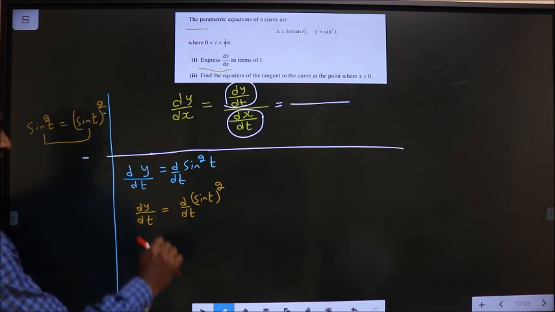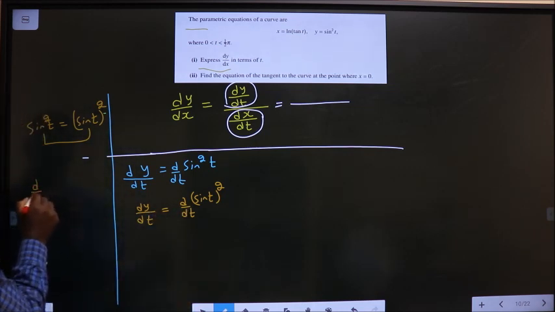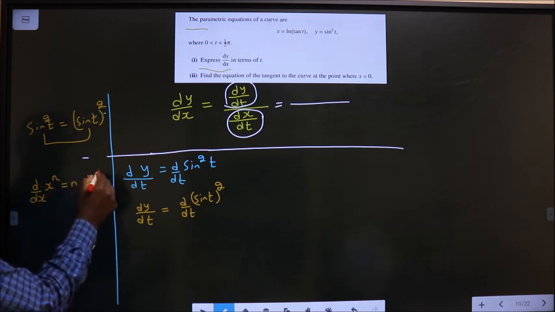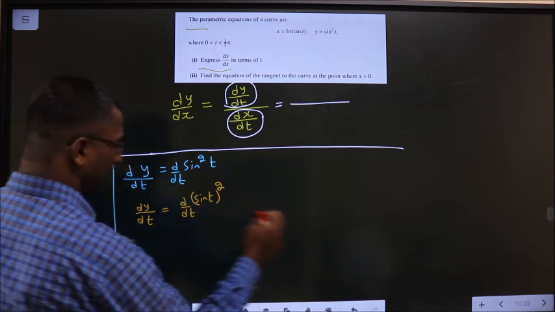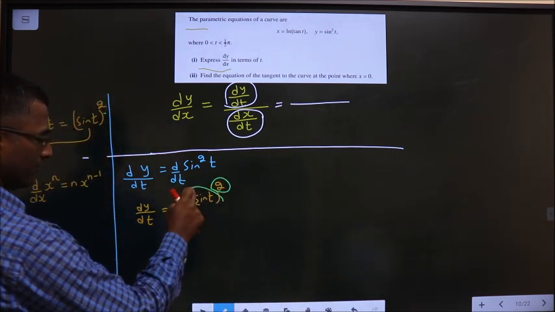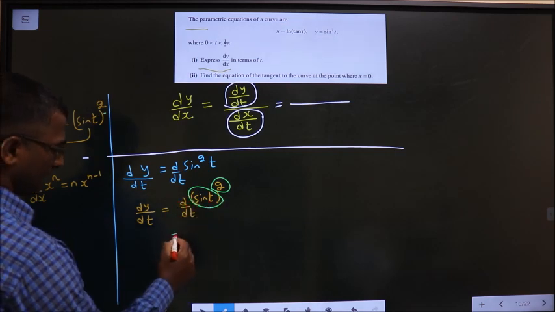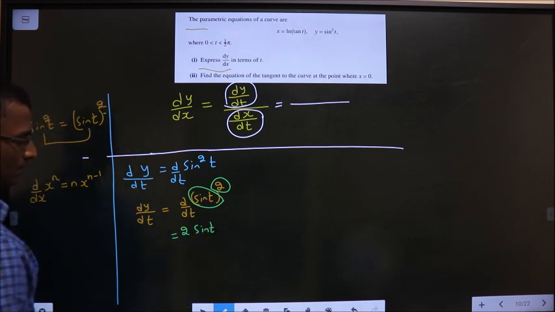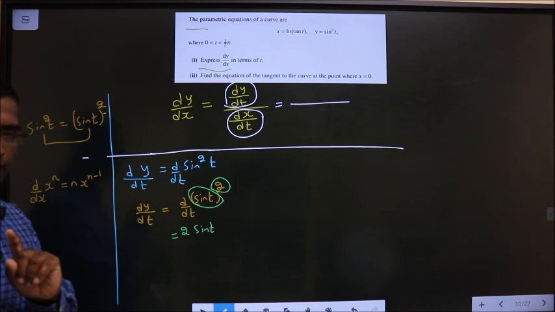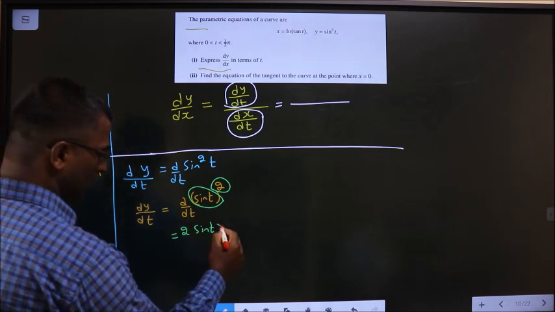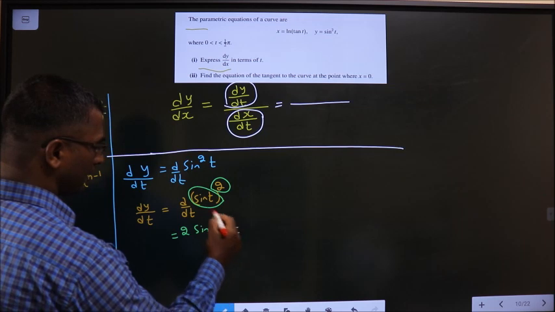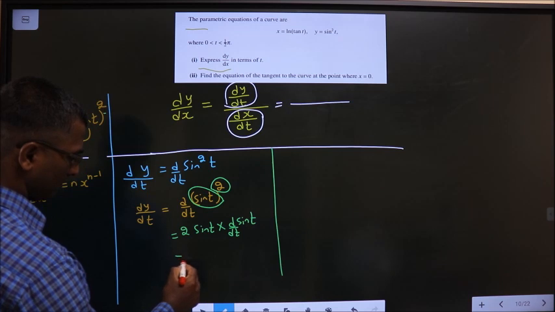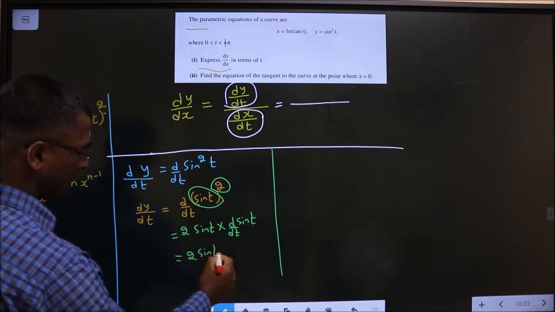Now why did I write it in this way? Such that I can make use of the formula d by dx of x power n, that is n into x power n minus 1. Here in place of n it is 2, in place of x it is sin t. So this will become 2 sin t power 2 minus 1, which is 1, so I am not writing that. Don't forget, the good practice is into d by dt of whatever you have in place of x. Okay, so it is 2 sin t.